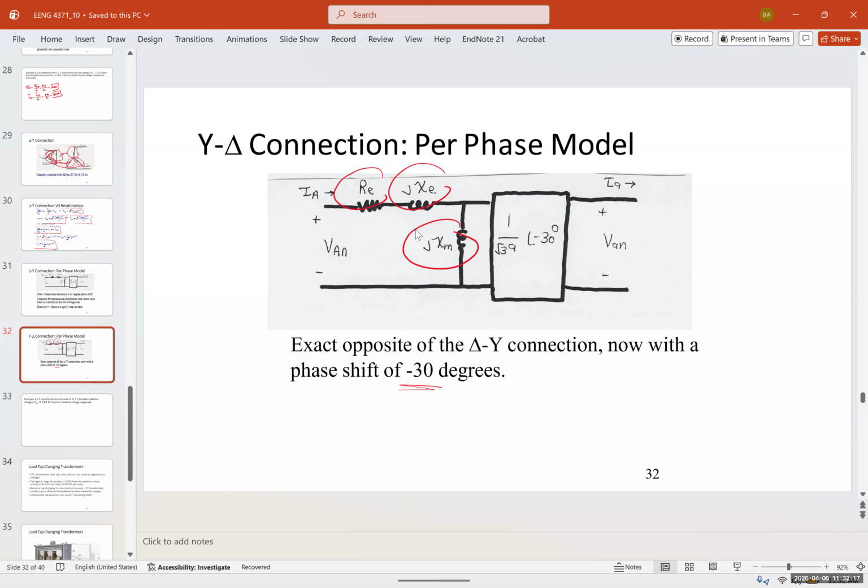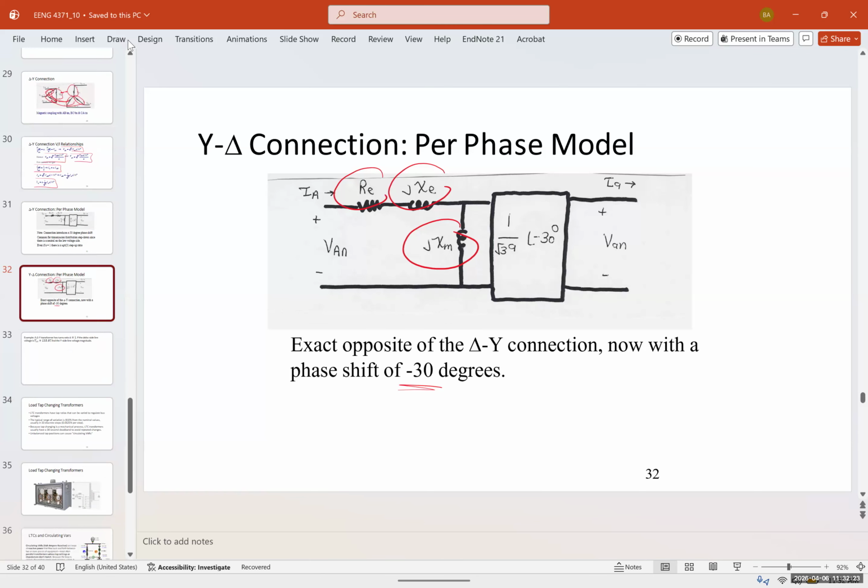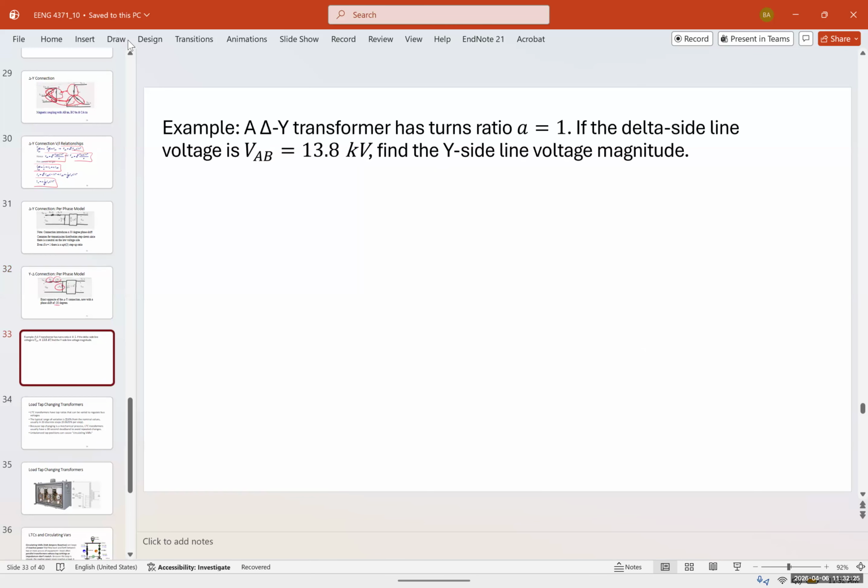And all the impedances are going to be the same as a single phase, the same as we did for a Y connection. Now, let's solve a problem. Example: we have a delta-Y transformer, not a Y-delta, which has a turn ratio of 1. If the delta side line voltage is VAB of 13.8 kilovolts, again, this is a line-to-line voltage, we want to find the Y side line voltage magnitude.